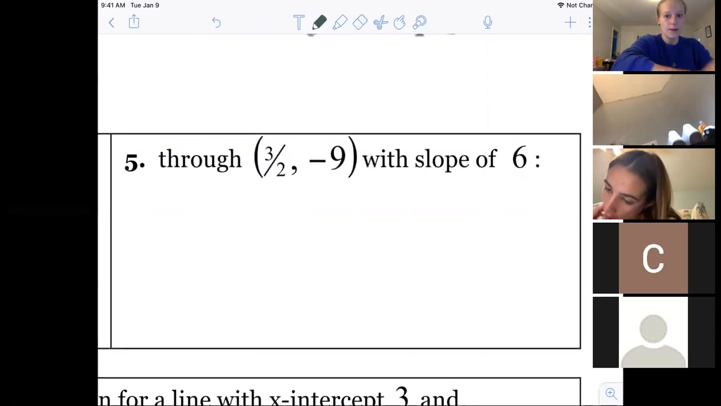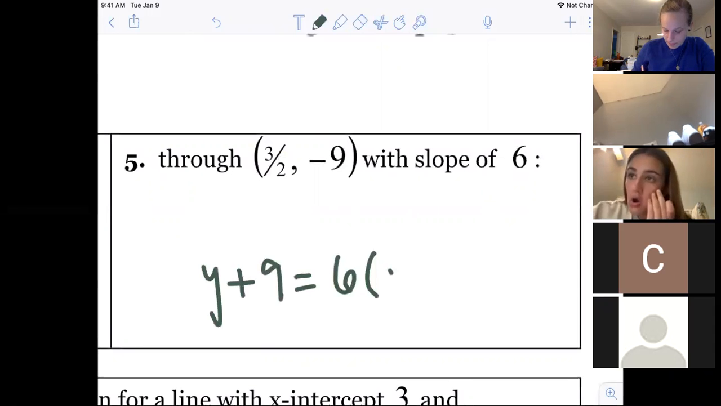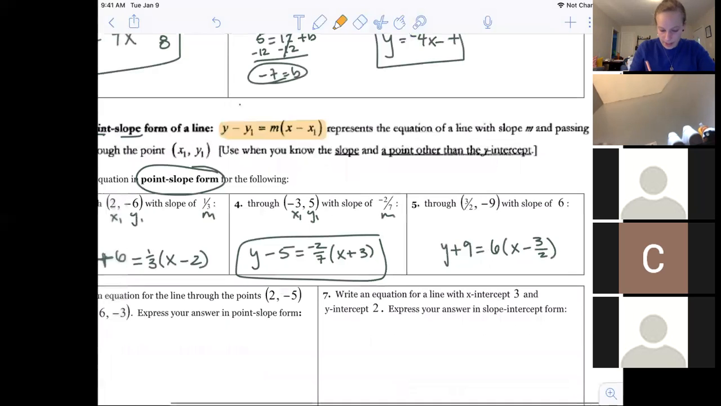Would it be y plus 9 equals 6, and then parentheses x minus 3/2? Awesome. Thank you, Colin. Very good. I like how you had a minus, so you made it positive. And then a lot of us want to take that fraction and make that the slope because we're used to slopes being fractions, but you were super careful and made sure that it stayed in your x spot. Awesome. And again, that one's done too. All I wanted was point slope.